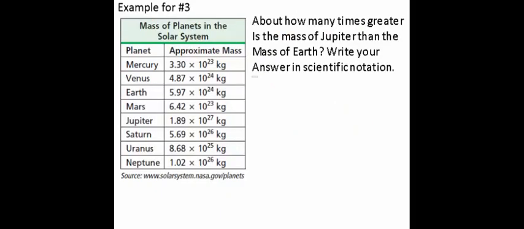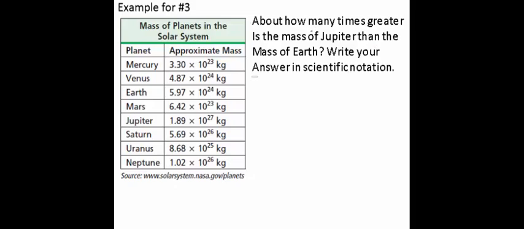Okay, on example 3, you do not have a table, nor do you have the question. On this one, you may just want to copy down the work. I have a table with the mass of planets in the solar system. I also have a question about how many times greater is the mass of Jupiter than the mass of Earth. Write your answer in scientific notation.